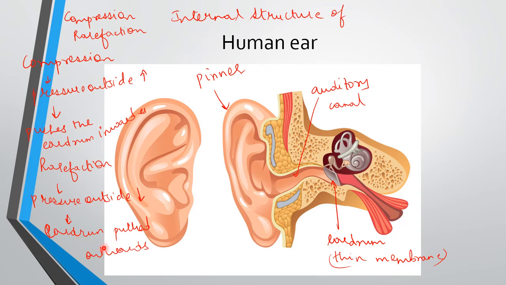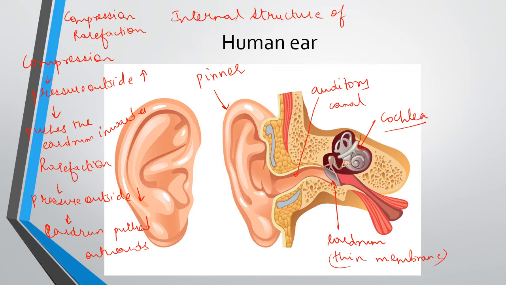Because of this continuous compression and rarefaction, there is a vibration in the eardrum, and these sound waves cause the vibrations of the membrane and they are reached to the inner ear. Inside the inner ear you have something called the cochlea. It appears like a snail.